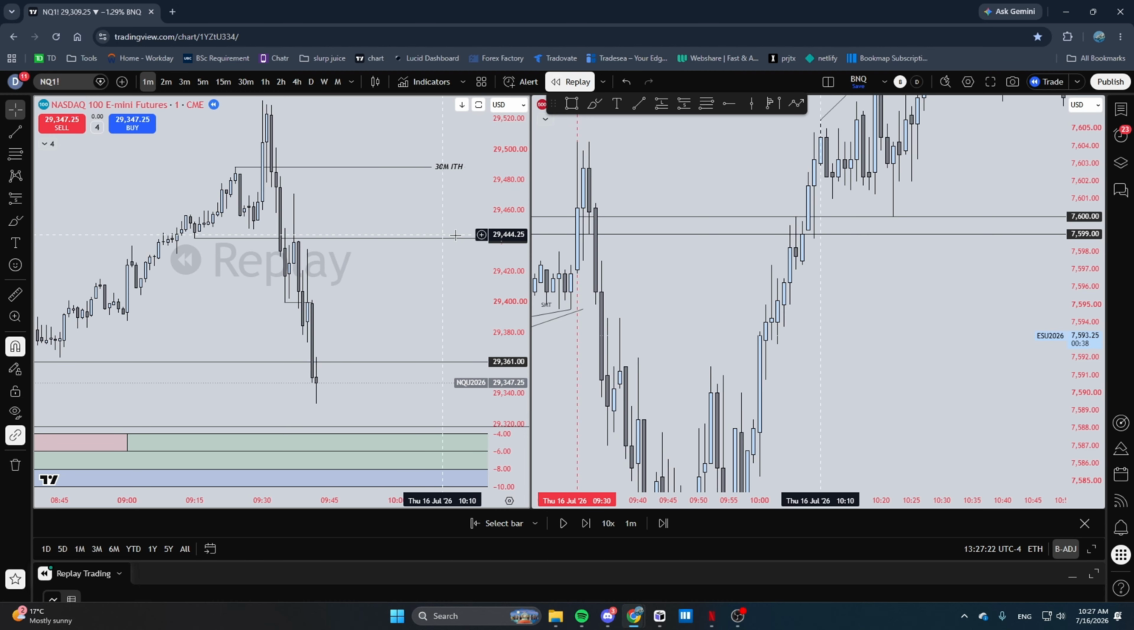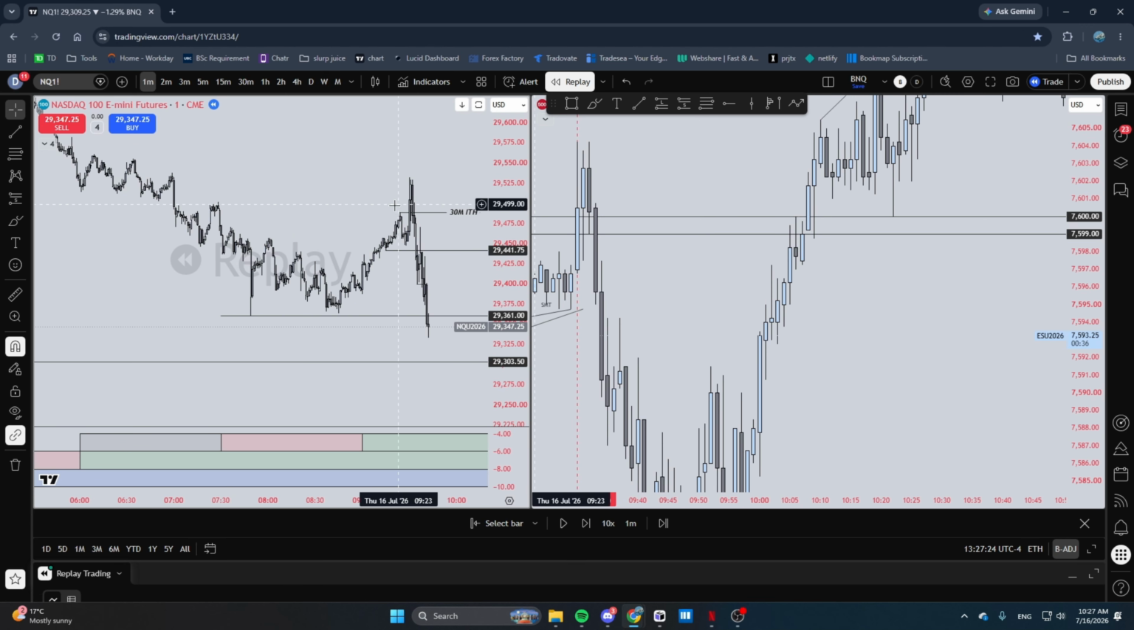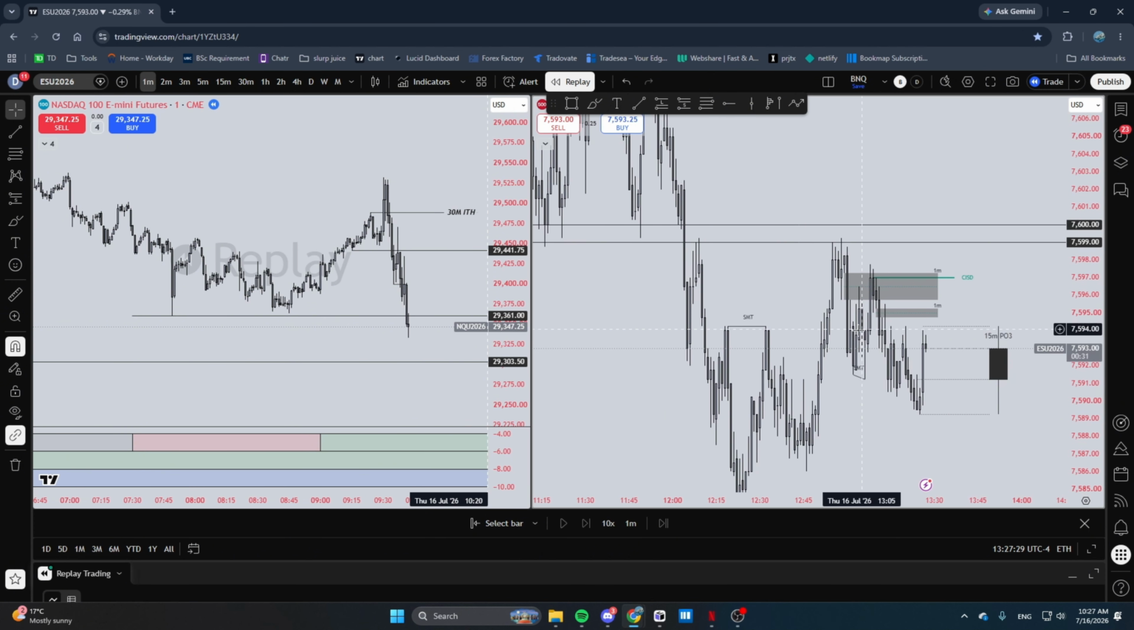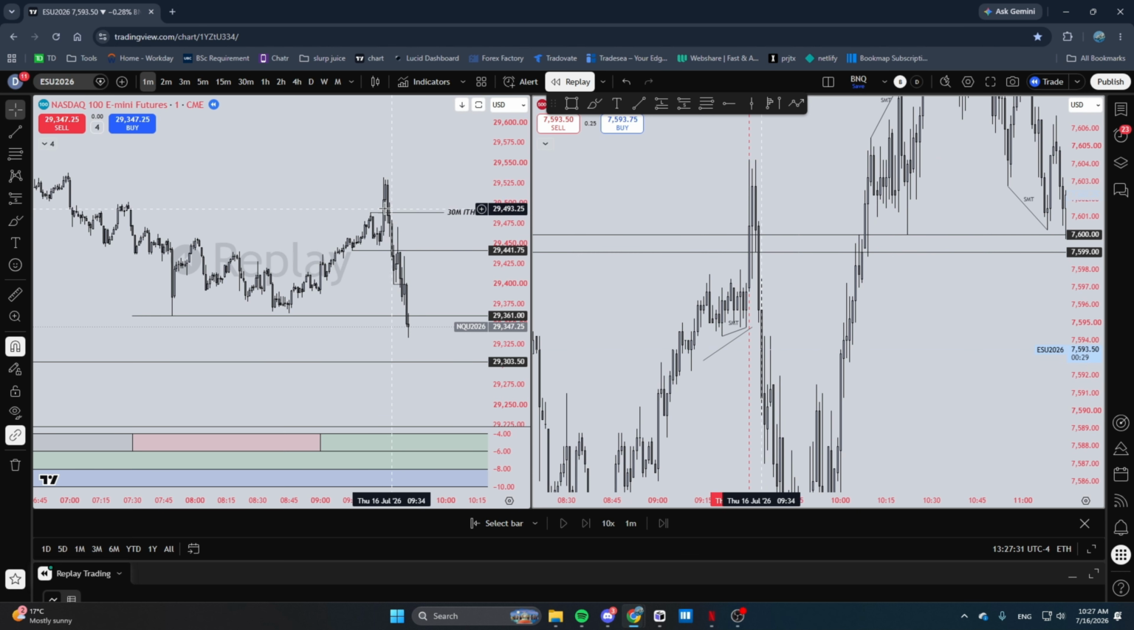So quickly to sum up, off open, we resweep this 30-minute intermediate high. And on ES, we manipulate into that 30-minute fair value gap as well as the 1 hour that we hadn't manipulated into pre-market. And so then we have true manipulation, and then I look for shorts from there.